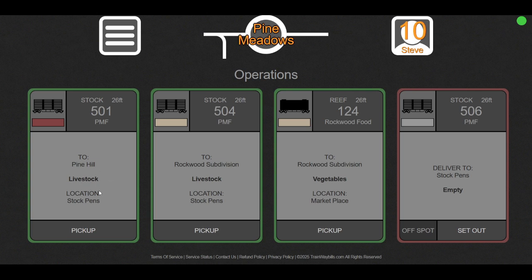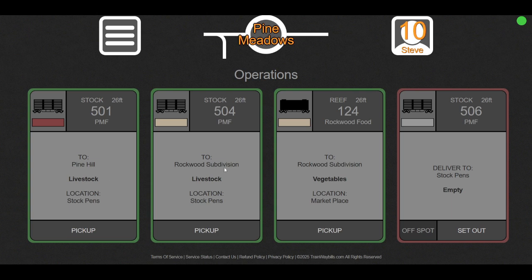So what we can do is pick up this 501 first, and that will definitely clear us a spot in the stock pens to be able to deliver ours. So we're going to take our controller, and we're going to detach from our consist. Obviously this is physically on the layout. We're going to pull into the stock pens, and we're going to pull out stock car 501. We then pick that up and add it to our consist.